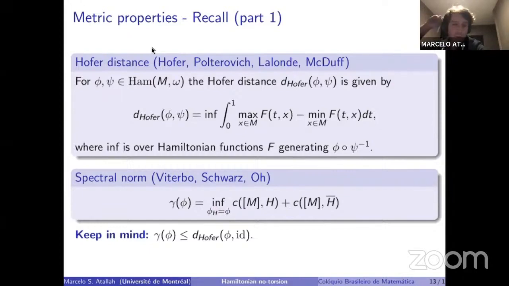And what's important for us to keep in mind is that this norm, the spectral norm, provides a lower bound to the Hofer distance to the identity of a Hamiltonian diffeomorphism.